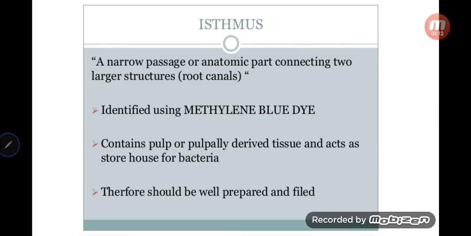And a few important lines related to the isthmus. I hope you know what the isthmus is. The isthmus can be identified by methylene blue. Methylene blue is used in many situations where you can identify the cracks also. You can identify the extra canals also with methylene blue.